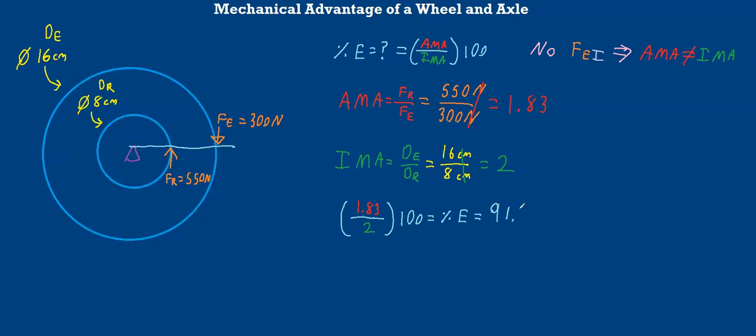And I guess if you look at it, it doesn't really look like it's about 91.5%. It looks like it's exactly. But remember, we rounded our 1.83. And so since it's not exactly 1.83, it was 1.83 repeating, it's not going to be exactly 91.5%. But we'll go ahead and say, for simplicity's sake, that our percent efficiency is 91.5% in this system.